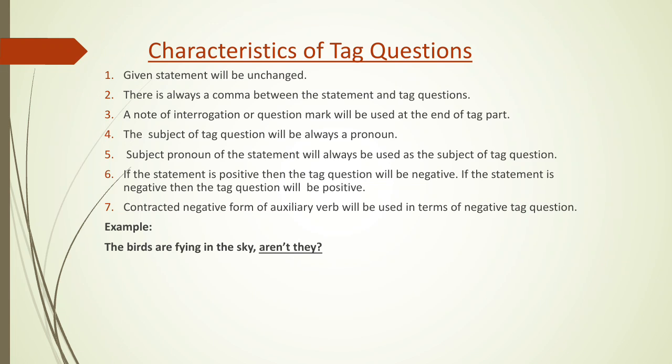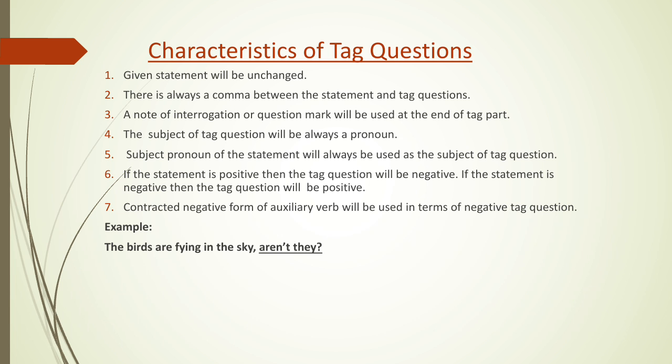Now point number 6, that is, if the statement is positive, then the tag question will be negative, or if the statement is negative, then the tag question will be positive. That means if the sentence given in your question is in positive form, then you have to make a tag question that will be negative, or if the given statement is in negative form, then you have to make a tag question that will be in positive form, that is vice versa, and you should remember this very well before going through the process.